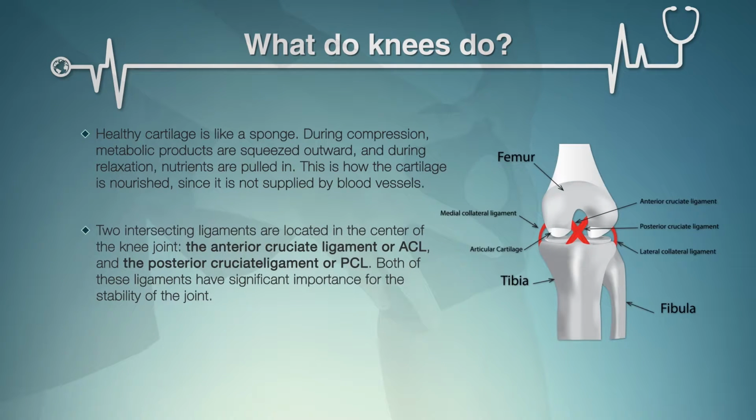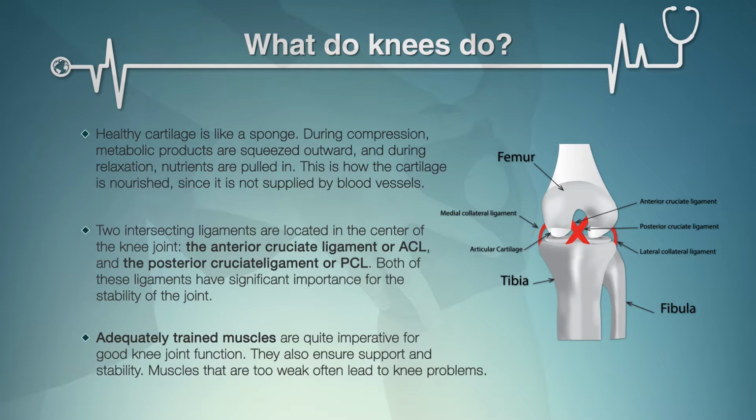2 intersecting ligaments are located in the center of the knee joint, the anterior cruciate ligament, or ACL, and the posterior cruciate ligament, or PCL. Both of these ligaments have significant importance for the stability of the joint. Additionally, the medial and lateral ligaments of the knee function to precisely guide through the full range of motion of the knee. Aside from that, adequately trained muscles are quite imperative for good knee joint function. They also ensure support and stability. Muscles that are too weak often lead to knee problems.